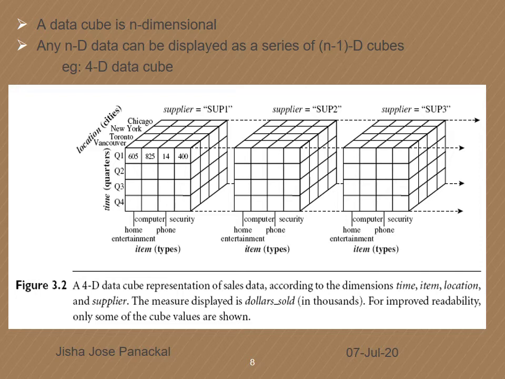For example, here for supplier 1 we have item, location that can be represented using a 3D cube, and we will have a series of 3D cubes to represent the 4th dimension. A 4D data cube representation of sales data according to the dimensions time, item, location and supplier is displayed here. The measure displayed in each and every cell is dollars sold. This is an example for a 4D data cube.